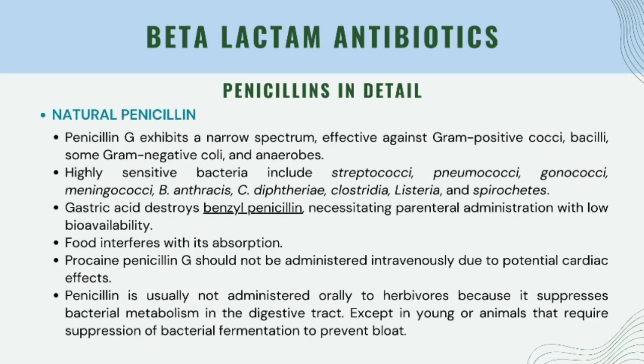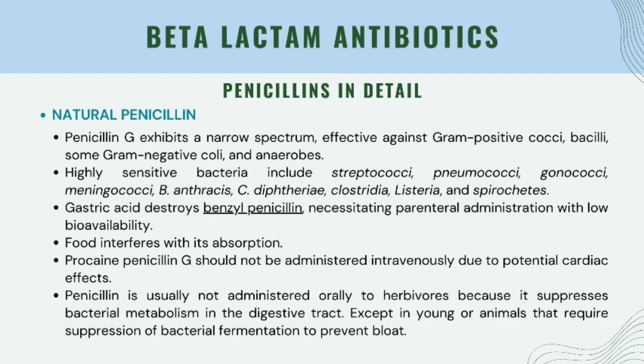Now, let's talk about penicillins in detail. First is the natural penicillin, which includes penicillin G or benzylpenicillin. Penicillin G has a narrow spectrum and is effective against gram-positive cocci, bacilli, and a few gram-negative cocci. Thus, streptococci, pneumococci, gonococci, meningococci, Bacillus anthracis, Corynebacterium diphtheriae, Clostridia, Listeria, and spirochetes are highly sensitive. They are also active against some anaerobes.